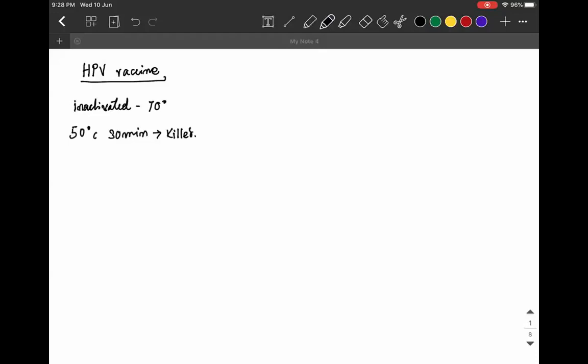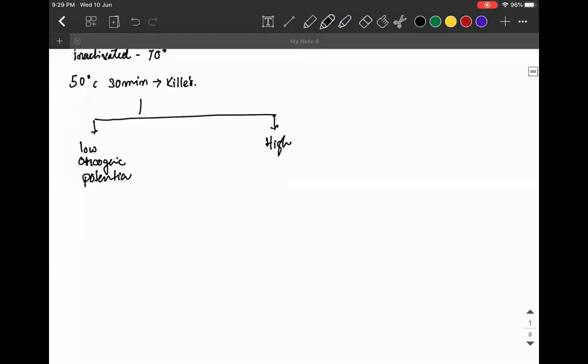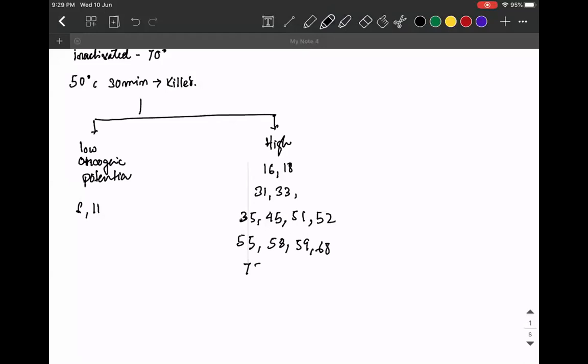The HPV strains can broadly be classified into those that have low oncogenic potential and those that have high oncogenic potential. The strains that have low oncogenic potential are 6 and 11. The ones having high oncogenic potential are 16, 18, 31, 33, 35, 45, 51, 52, and it goes on up to 82. So there's 55, 58, 59, 68, 73, 82, and 83.